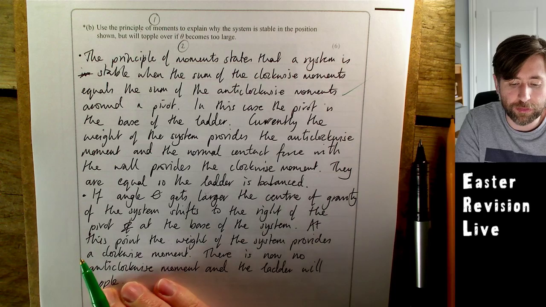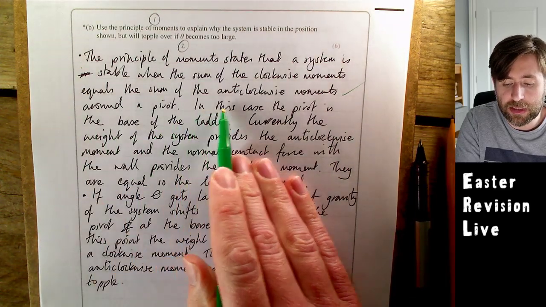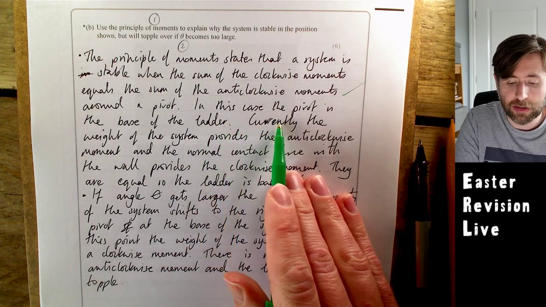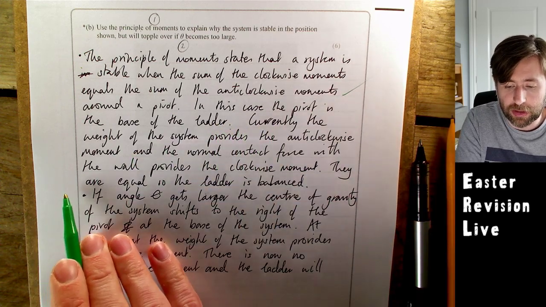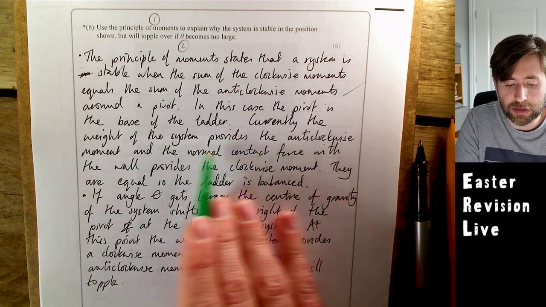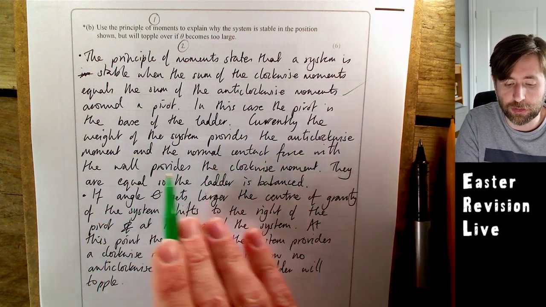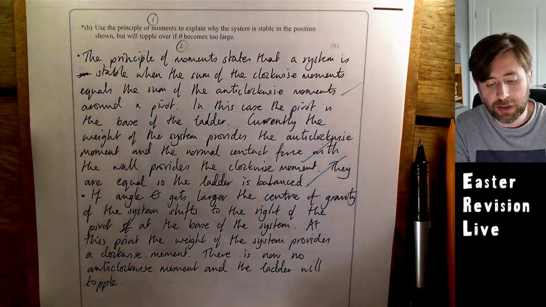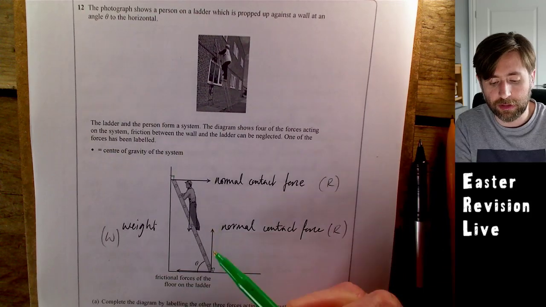Mark for that. In this case, the pivot is at the base of the ladder. So now I'm applying it to the situation. Currently, the weight of the system provides the anti-clockwise moment, and the normal contact force with the wall provides the clockwise moment. They are balanced, they are equal, so the ladder is balanced. Does that make sense?